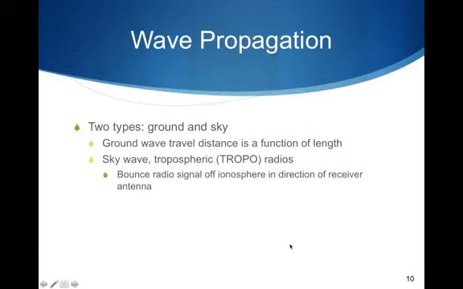Two types, ground and sky. The distance that ground waves travel is a function of their length. Skywave, or tropospheric, radios bounce the radio signal off of the ionosphere in the direction of the receiver antenna. This is wave propagation.